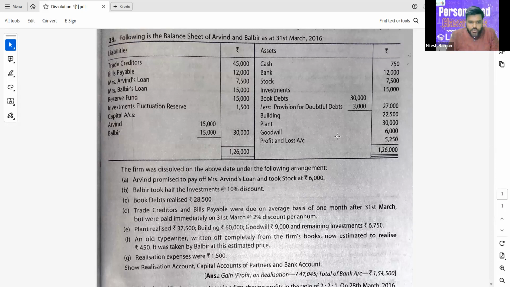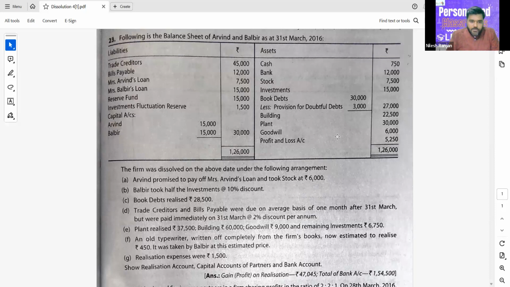Book debts realized 28,500. Trade creditors and bills payable were due on average one month after 31st March, but were immediately paid on 31st March at a 2% discount per annum. Plant realized 37,500, building 60,000, goodwill 9,000, and remaining investment 6,750. An old typewriter, written off completely from the firm's books, is now estimated to realize 450. It was taken by Balbir at this estimated price.